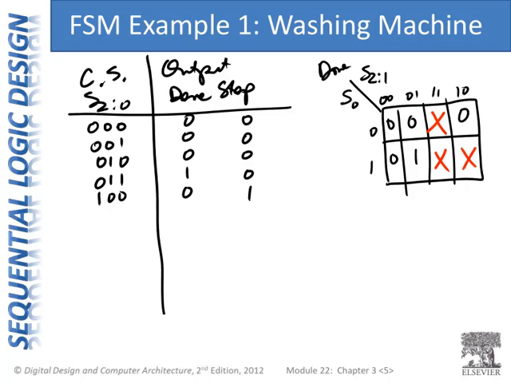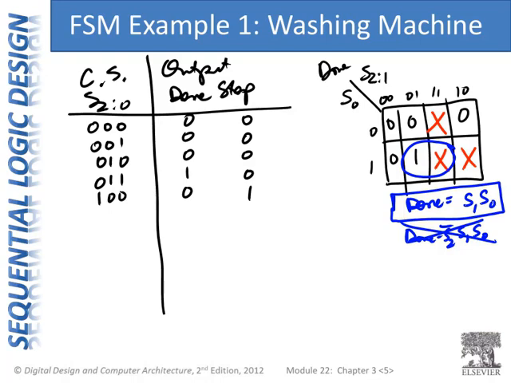And so we look at the done signal, and we can see that we can circle those two. And we end up with done equals S1 and S0. Without using the don't care, we would have gotten done equals S2 bar, S1, S0. But using don't cares, we can minimize that a little bit more. We get done equals S1 and S0.